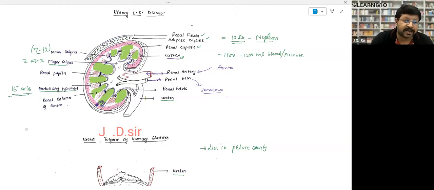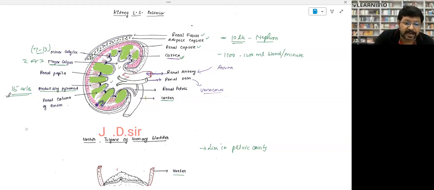At the end of minor calyces, there are medullary pyramids, right? Every kidney will have 15 to 16 medullary pyramids. This question has been asked: how many medullary pyramids are found, right? So that's why I ask you whether it is clear to you or not. Look, and then these parts are called renal columns of Bertin, right?